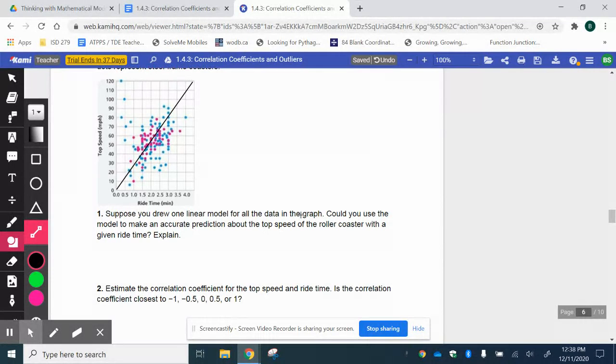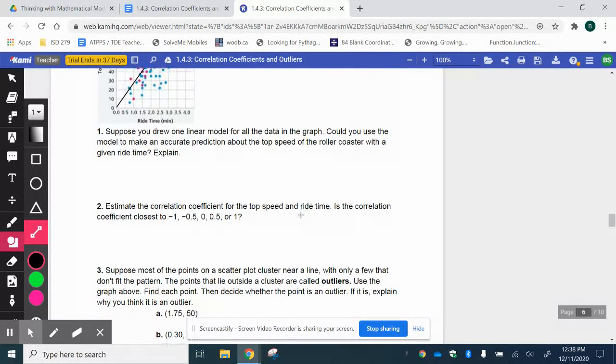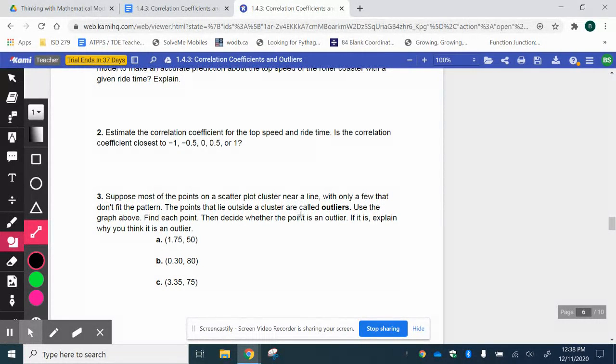Again, is it closest to -1, -0.5, 0, 0.5, or +1? And then question 3, suppose most of the points on a scatterplot cluster near a line, with only a few that don't fit the pattern. The points that lie outside of a cluster are called outliers. Use the graph above, find each of these points, then decide whether the point is an outlier. If it is, explain why you think it's an outlier.